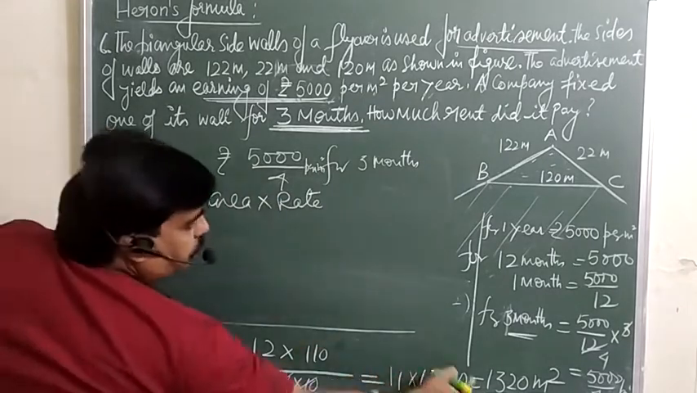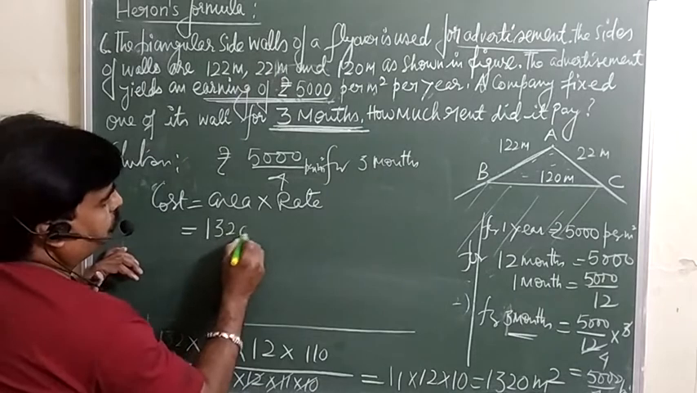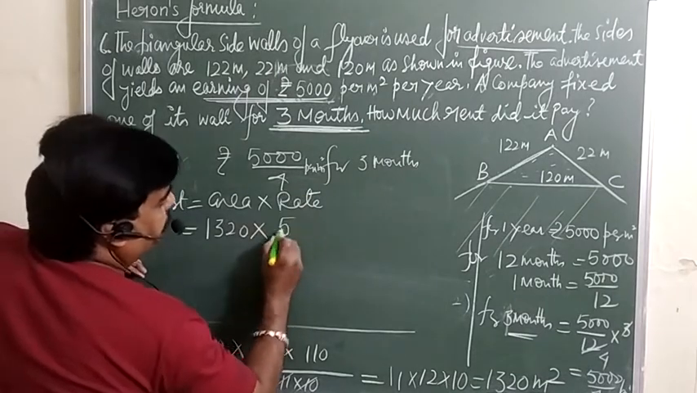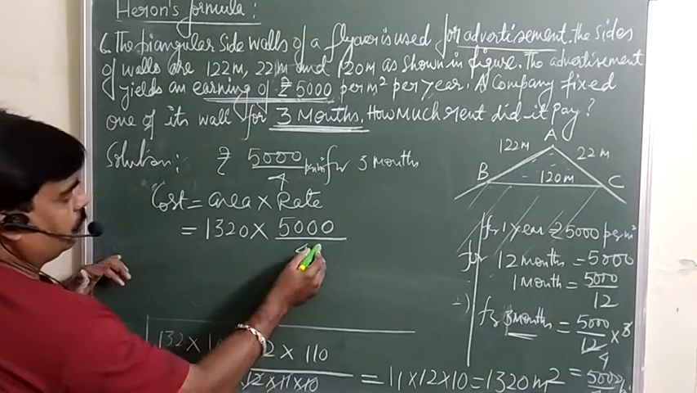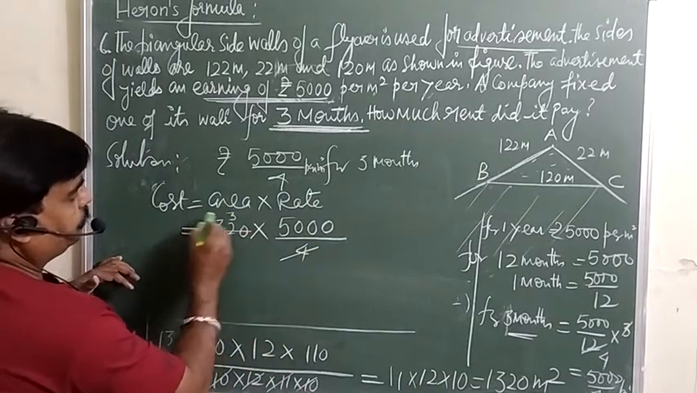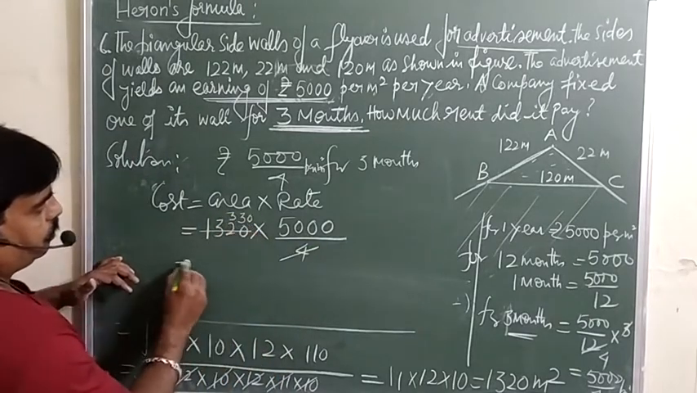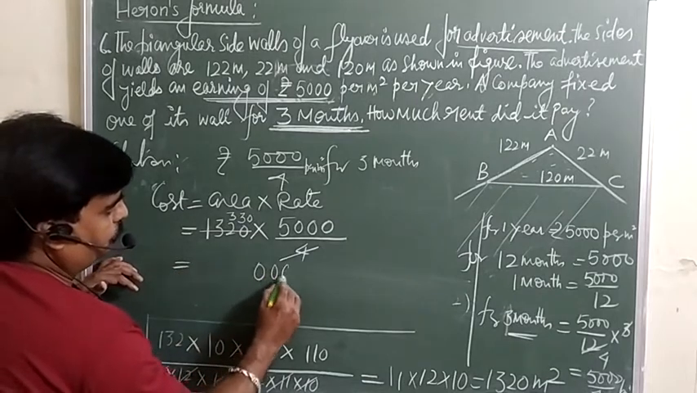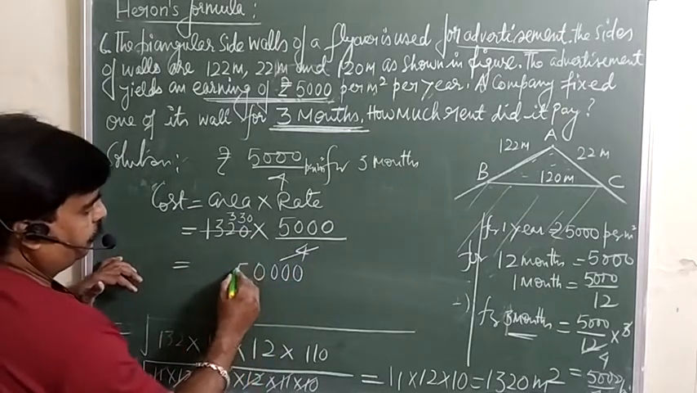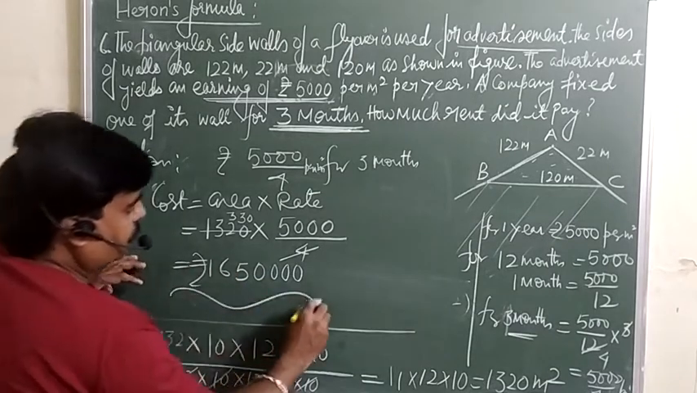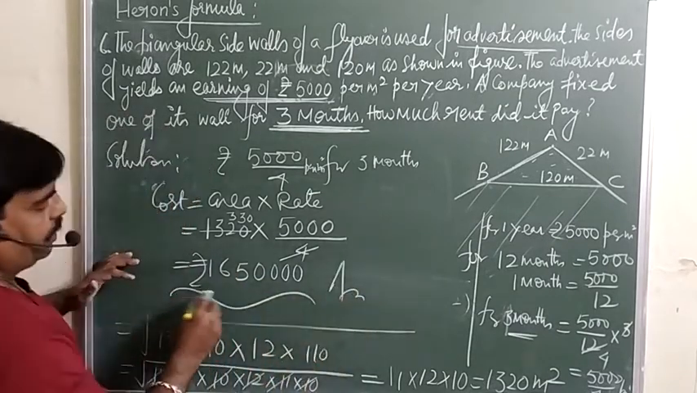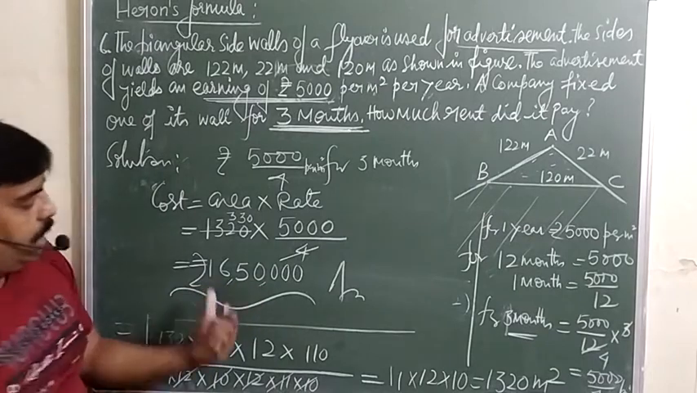So area is what, 1320 and your rate is this one, 5,000 over 4. You can solve 4 3 0. So here you will get 0 0 0 0. 5 3 is 15, carry 1 and 6. This is the amount which company is going to pay there only. This one. Have a look.